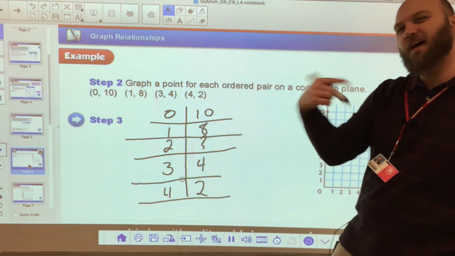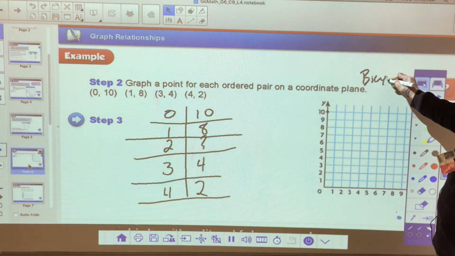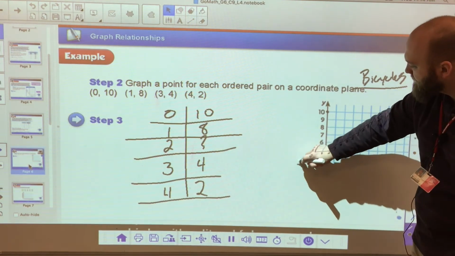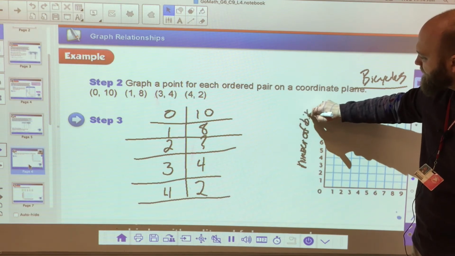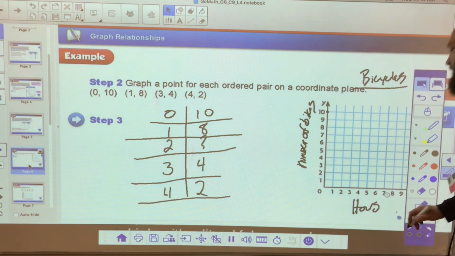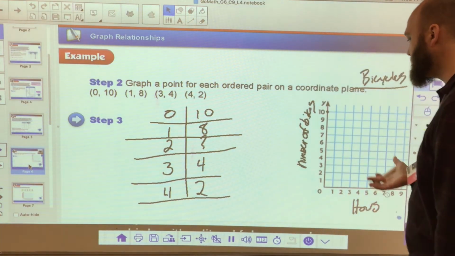How can I find that missing value? Well, I come over here, and I'm going to call this bicycles. Bicycles assembled. Over here is number of bikes. And this is hours that he's working. I have labels. I have titles. I have my graph put together now.